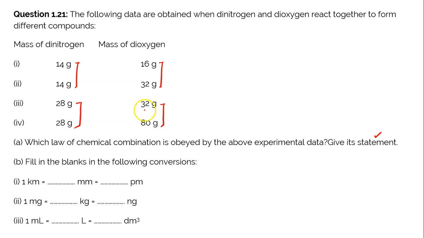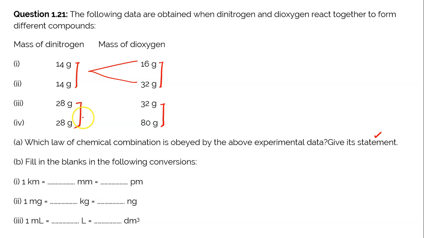So according to the masses and the relation between the mass of nitrogen and oxygen combining in each case, we can definitely say that law of multiple proportions is being followed. Law of multiple proportions is said to be followed when a fixed mass of one element is combining with a variable mass of second element to form different compounds. Like nitrogen 14 grams is combining once with 16 grams of oxygen, once with 32 grams of oxygen. So fixed mass of nitrogen but variable mass of oxygen.